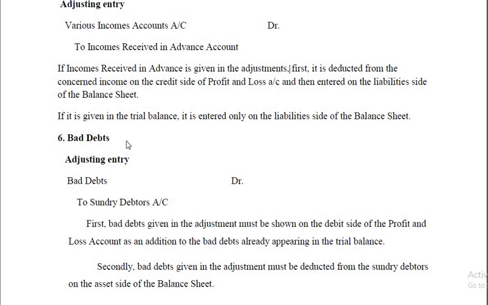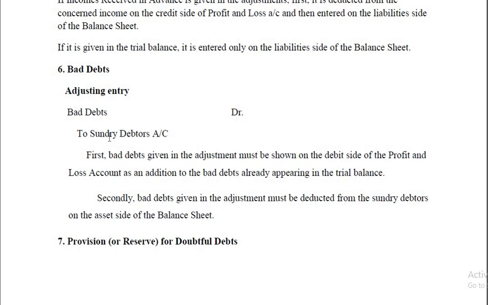So bad debts. What is meant by bad debts? Bad debt means debt which is irrecoverable, not recoverable at all, and therefore it is certain that it is not likely to be recovered. Therefore, it is a loss. So it should be taken care of while preparing the final accounts. So bad debts account debtor to sundry debtors.